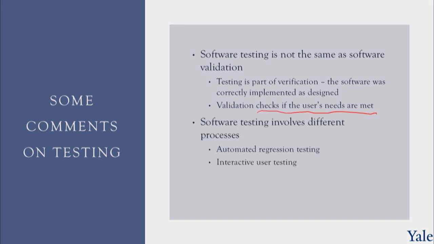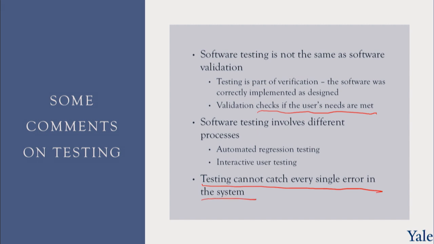Software testing involves different processes. We have automated regression testing. We can have interactive user testing. There are all kinds of techniques. And if you remember nothing else from this segment, please remember that testing cannot catch every error in the system. You can only test so much, and there will always be another bug. So just keep that in mind.